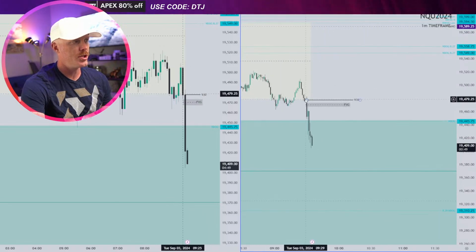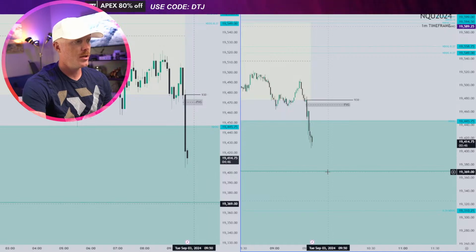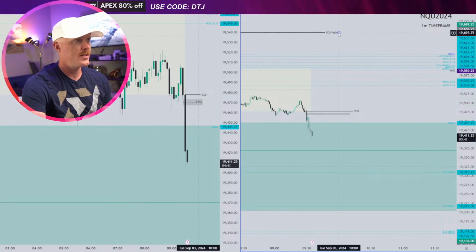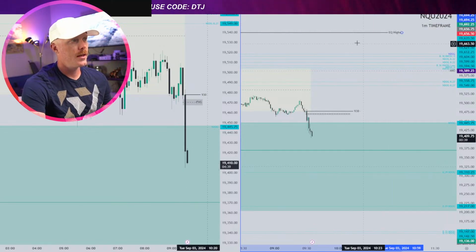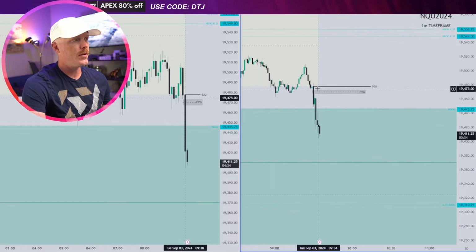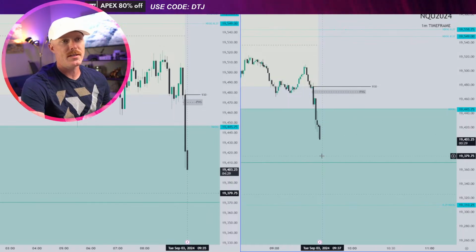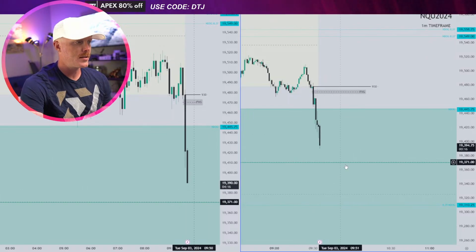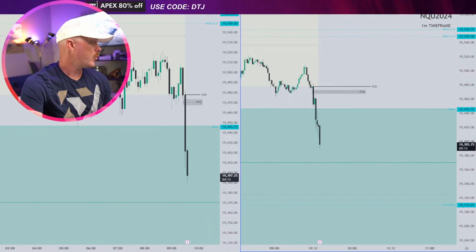So we have our accumulation, our manipulation, potentially, and then our distribution all the way up to what I would say is my draw on liquidity, the equal highs. So from 9:30, that's how I'm viewing this. I'm viewing this as potential manipulation. Now, if we just drop, I obviously will have it wrong, and we have to reassess and come up with a new hypothesis on what we think is going to happen with price. But right now, this is what I think is going to happen with price. And so we wait for that to play out, and we use that as our opportunity.